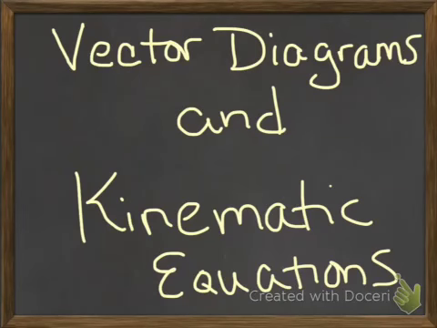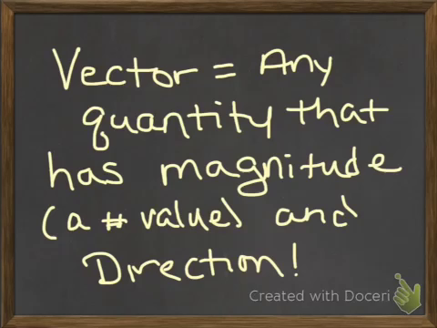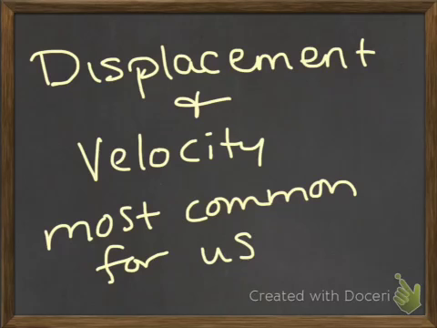Today we're going to use what we know about vector diagrams and apply that to the kinematic equations. Remember that a vector can be any quantity that has magnitude and direction. The magnitude is really the numerical value. The direction tells you where that number is going. Displacement and velocity are the two vector quantities that we are going to look at most when we're doing our kinematic equations.